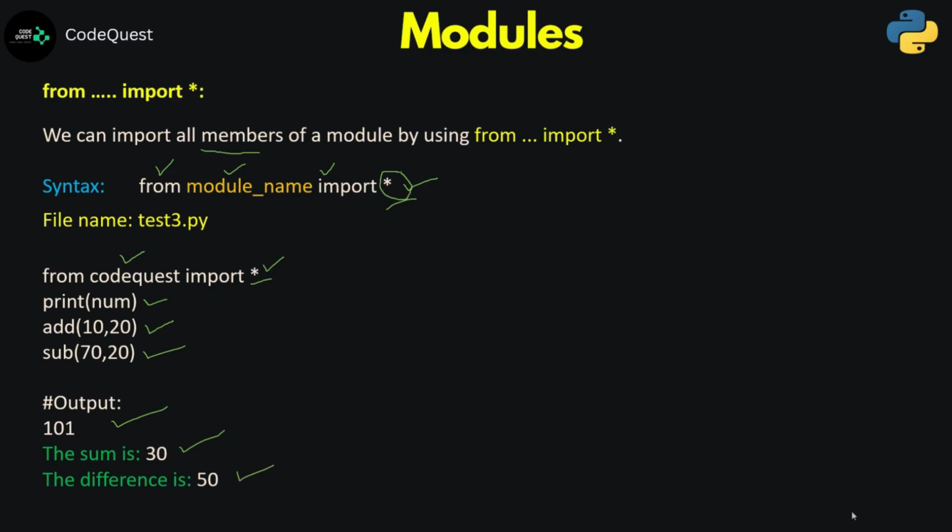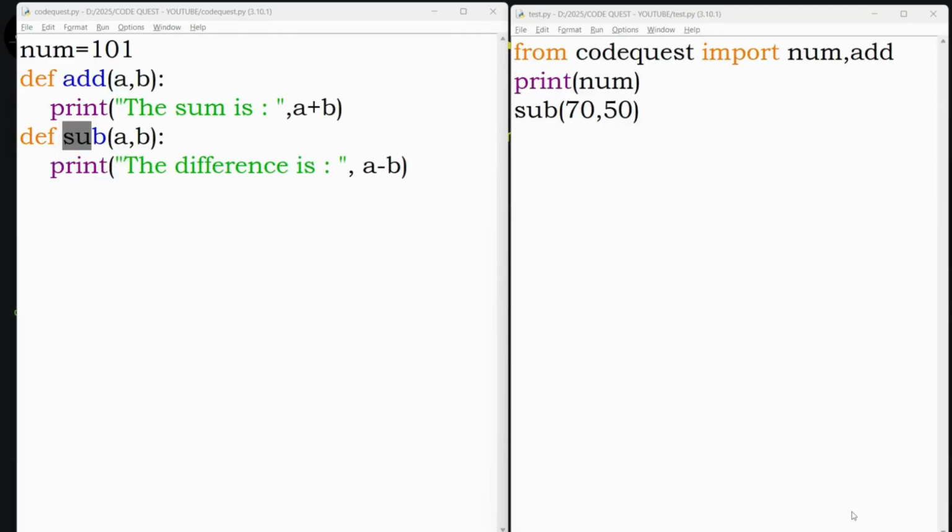So in the earlier case, when I'm not using asterisk and I'm very specifically mentioning the member names, I could see the sub was not working because I had only imported these two members. But with the usage of asterisk, all members are available in my program. So if we look into this code now, we have written from the module name, that is codequest, import num comma add. We have three members, but I'm only trying to import two members. So this print num is fine. Now because I'm importing add also, I can write add of 10, 20.